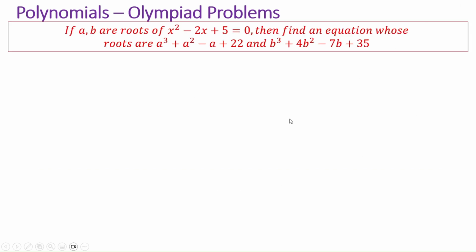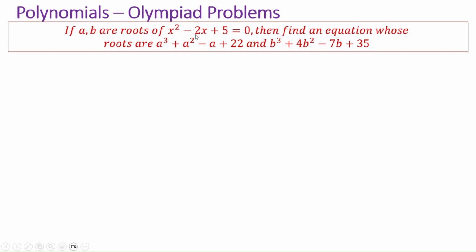If a, b are roots of x square minus 2x plus 5 equal to 0, then find an equation whose roots are a cube plus a square minus a plus 22 and b cube plus 4b square minus 7b plus 35. This is one kind of problem that is very normal to come in polynomial problems or quadratic equations. The normal tendency is to find the roots a, b and then substitute them into this one. But finding a, b is not easy in this.